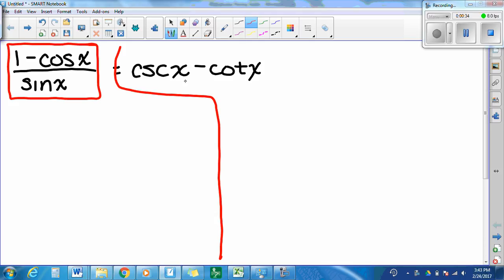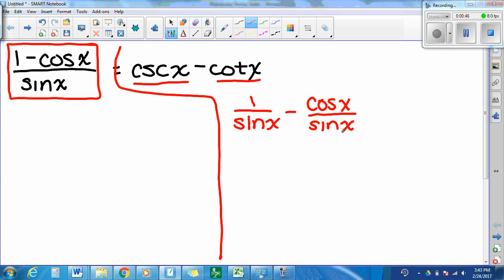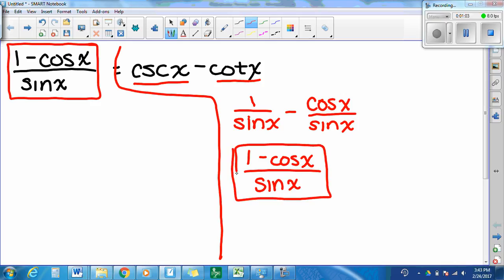and cosines. Cosecant is 1 over sine, minus cotangent, which is cosine over sine. Now, in order to combine two fractions, I need them to have the same denominator, which they already do. They both are over sine. So this becomes 1 minus cosine x over sine x. And it cannot be reduced anymore, and so that is finished.